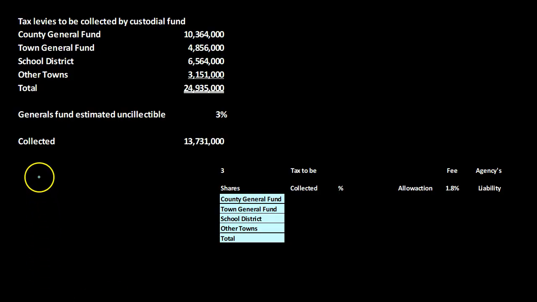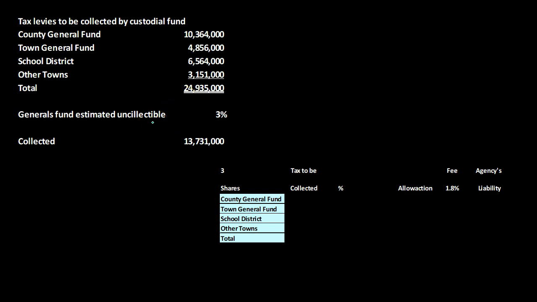Next, we're going to think about what happens when we have collections. So we're going to say, hey, we billed this $24,935 in the custodial fund. Then we had collections of the $13,731,000. How do we allocate those collections out of the total that we have here?